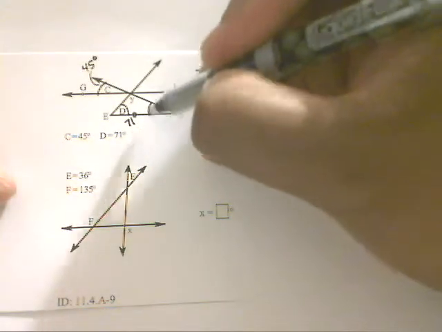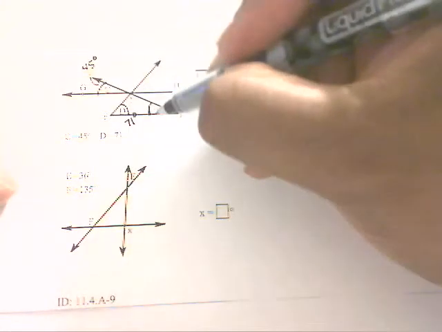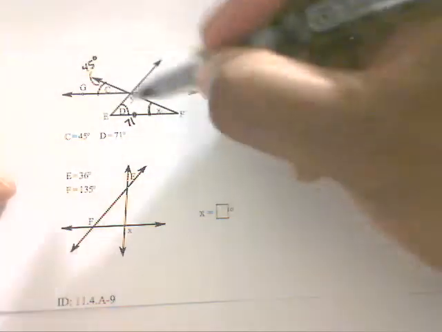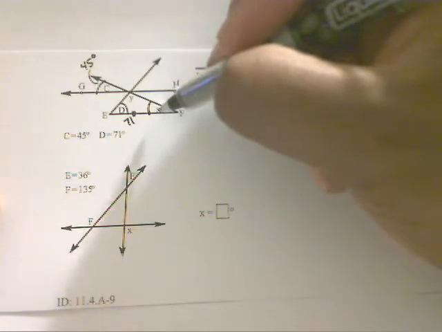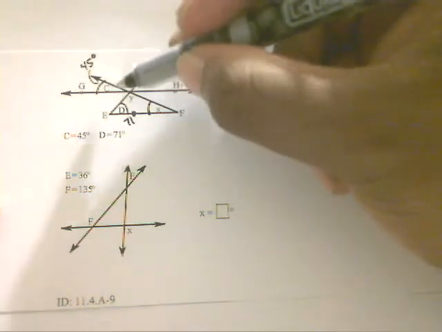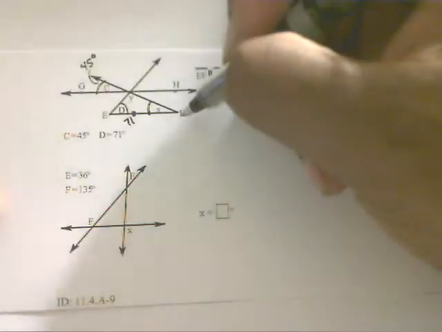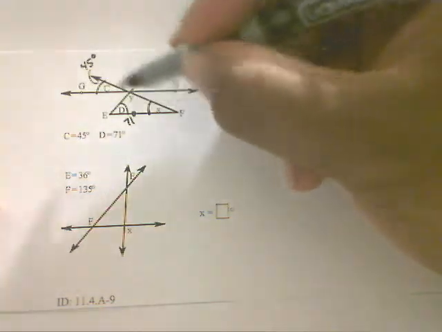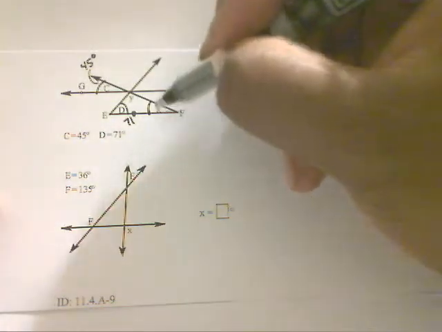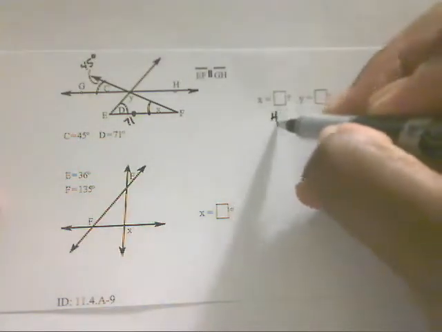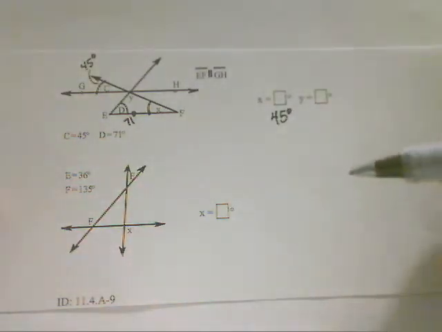Let's look at angle X and angle C. Those two look like they're corresponding angles. And one of the properties of corresponding angles when you have two parallel lines cut by a transversal is that the corresponding angles are equal to each other. So in this case, if angle C is 45, then angle X must also be 45 degrees.